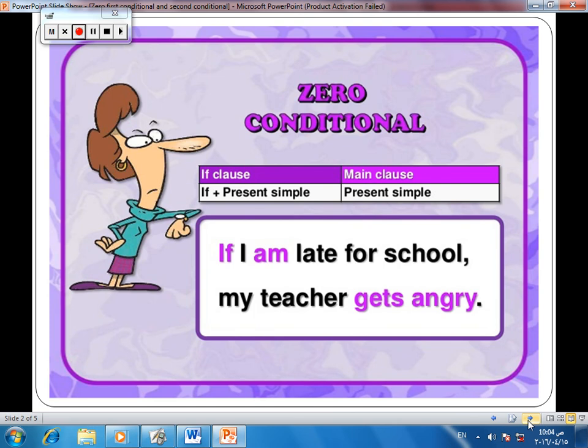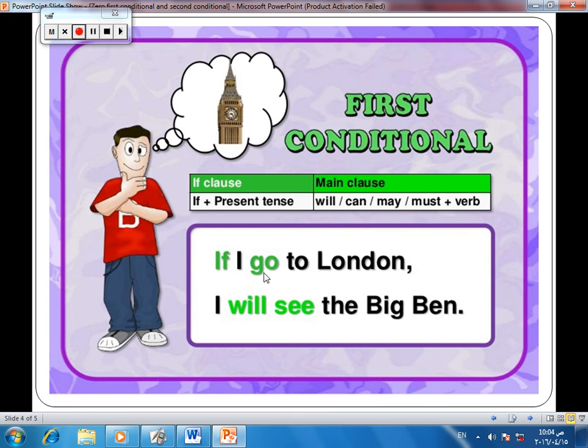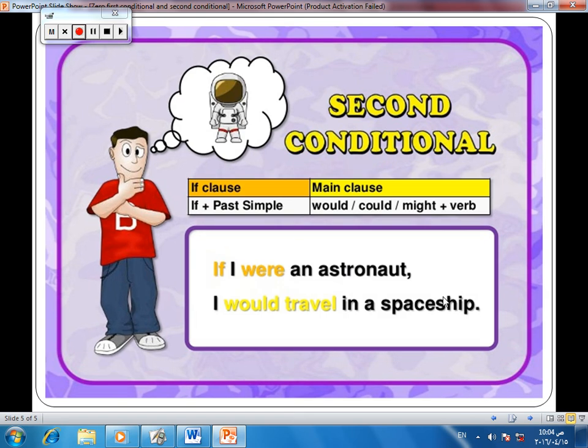Okay? Now, some examples also. For the zero conditional, we have if I am late for school, my teacher gets angry. Okay? If I go to London, I will see the Big Ben. Of course, this is the first conditional. And here in the second conditional, we have if I were an astronaut, I would travel in a spaceship.